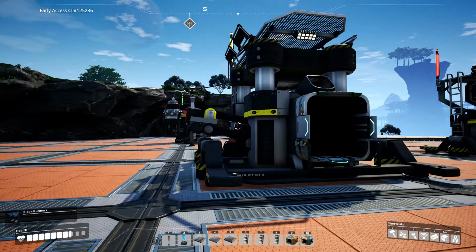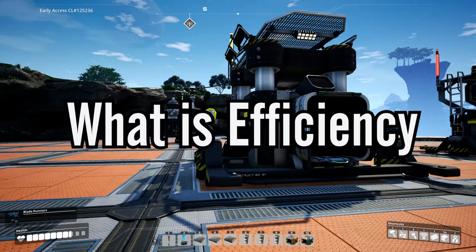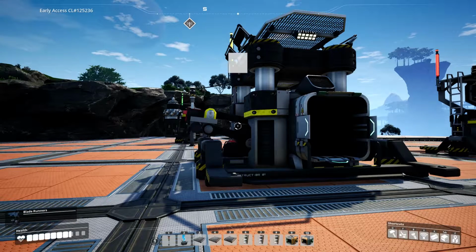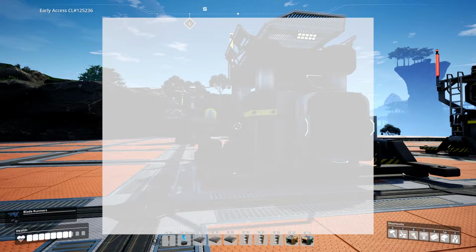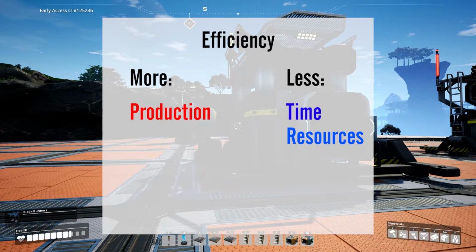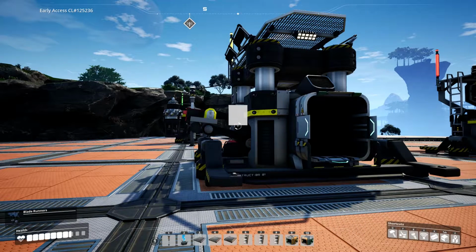Let's start with the basics again. What do we mean by efficiency in Satisfactory? Put simply, efficiency is achieving max productivity with minimum expense. Or in other words, max production capacity with minimum use of time and resources. Resources here are the items that are going into the machines for work.